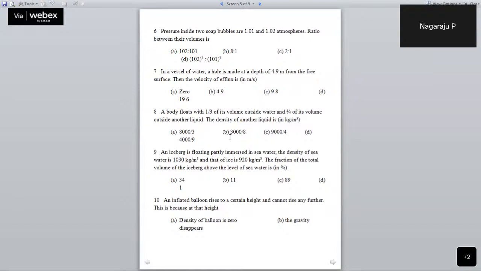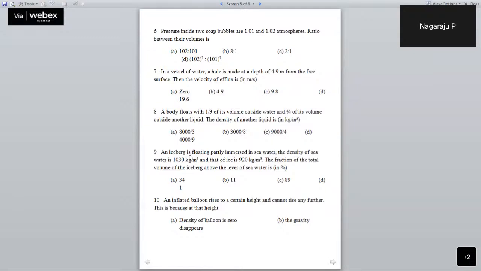So coming to question number 9, the question number 9 is, an iceberg is floating, partly immersed. This is, I don't say complicated, but somewhat like that. An iceberg is floating, partly immersed in seawater.